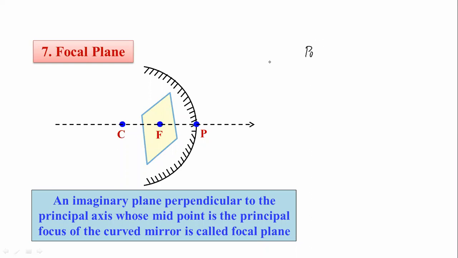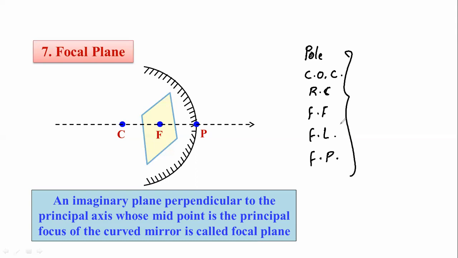First, pole. Next, center of curvature. Next, radius of curvature. Next, focal point. Next, focal length. All these 6 definitions you have to write as an assignment.